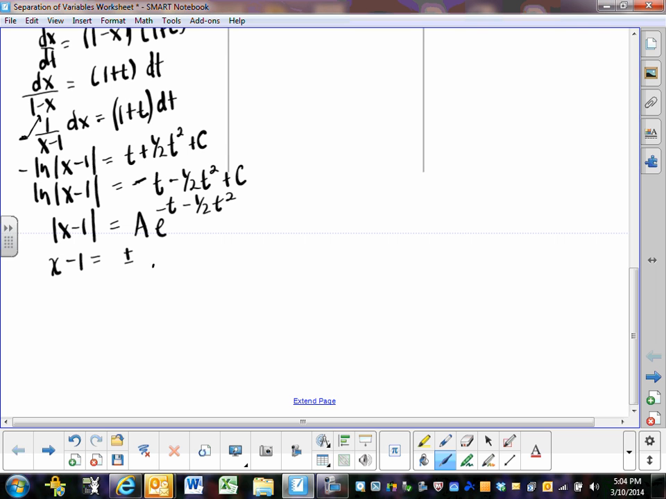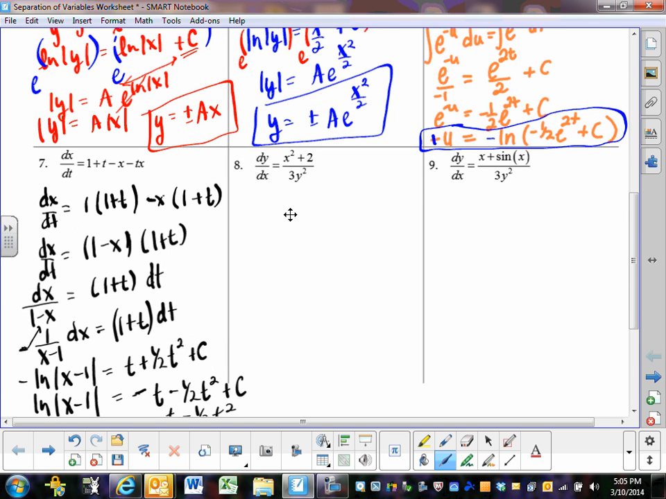Okay, now, because I have the negative here, this is a linear on the bottom, so it is definitely a natural log question, but I need to deal with that negative. My goal is to have a 1 in front of the x, a 1 in front of the y, a 1 in front of whatever I'm trying to natural log. So I'm going to factor the negative out and rewrite this as negative 1 over x minus 1, dx, is 1 plus t dt. That means negative natural log absolute value of x minus 1 equals t plus 1/2 t squared plus c.